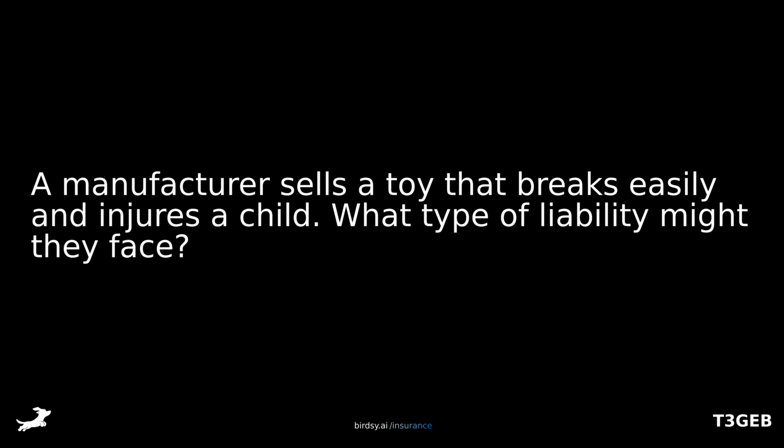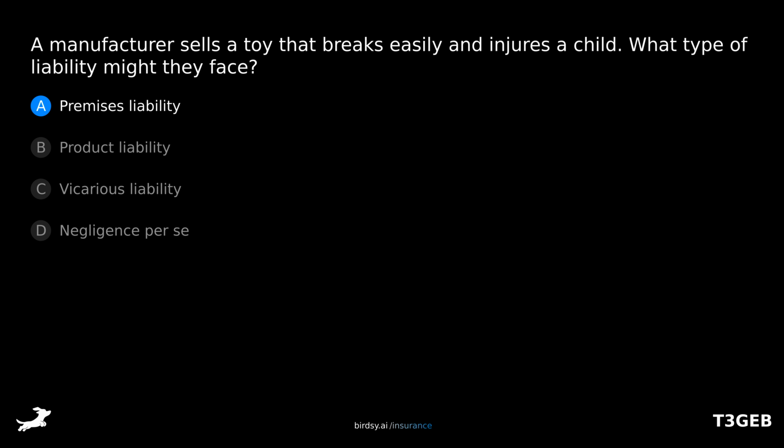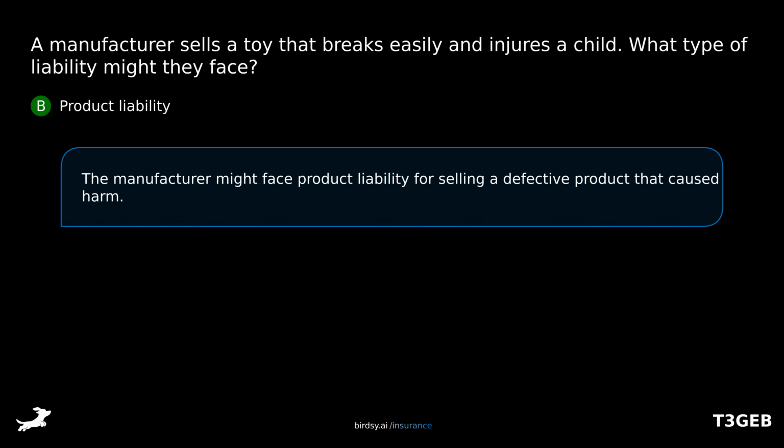A manufacturer sells a toy that breaks easily and injures a child. What type of liability might they face? Is it A, premises liability, B, product liability, C, vicarious liability, or D, negligence per se? The answer is B, product liability. The manufacturer might face product liability for selling a defective product that caused harm.